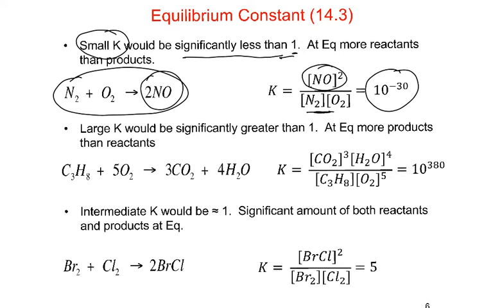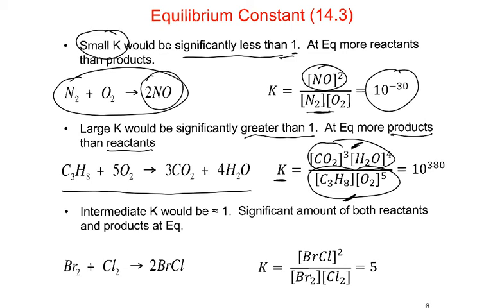On the flip side, when K is greater than 1, that means that there are more products than reactants in equilibrium, right? If I have more of the products than I do of the reactants, the numerator is bigger than the denominator, and so that's going to yield a K bigger than 1. So this reaction, the combustion of propane, actually has a huge equilibrium constant, meaning that this reaction essentially goes to completion. I have essentially all products and not very many reactants when this reaction reaches equilibrium.